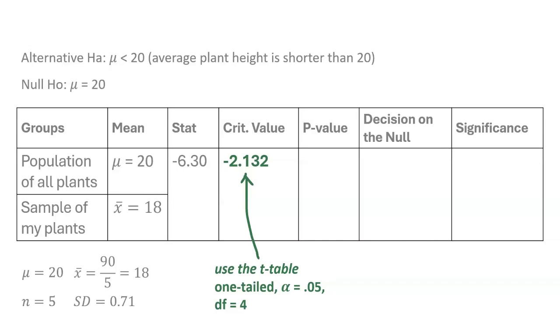The critical value, negative 2.132, comes from the t-table. Remember, this is one-tailed, so we look at the one-tailed column. Sample size is 5, so the degrees of freedom is 4, and alpha of 0.05 is sufficient. The p-value is generated by a computer. We will not compute this manually, but we still need to provide this.